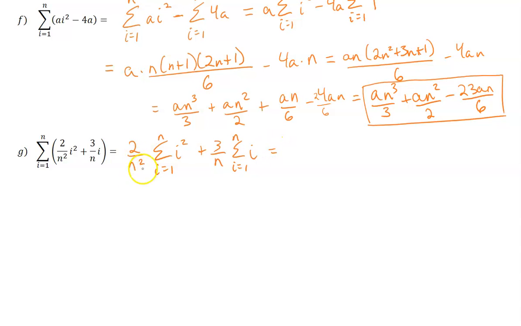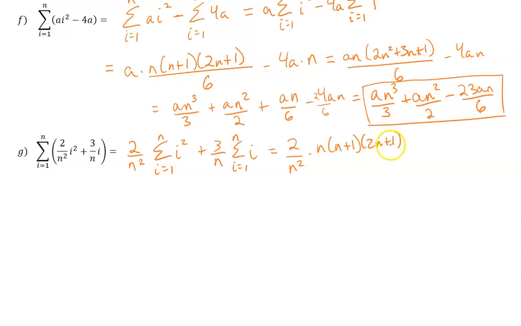Okay, and yes, this is a variable. Yes, it happens to be the same as that, but again, in the index here, since the index is I, this n is operating as a constant. Okay, so then using our series formulas, we have 2 over n squared times, and then this is n times n plus 1 times 2n plus 1.